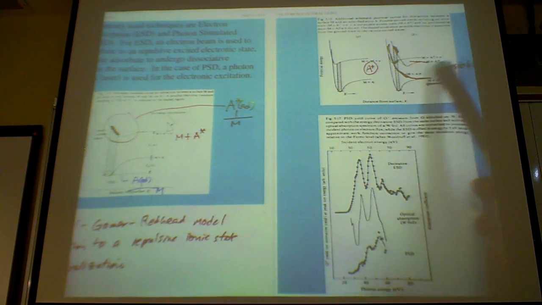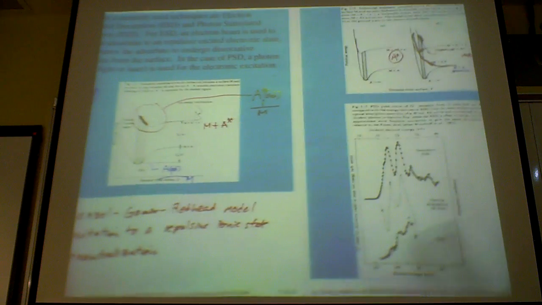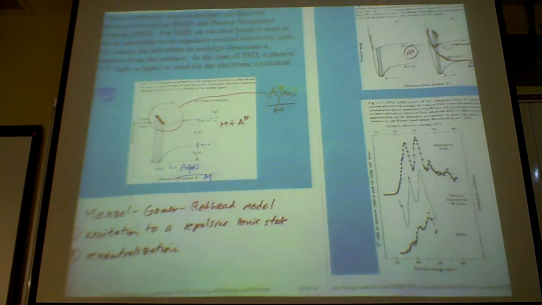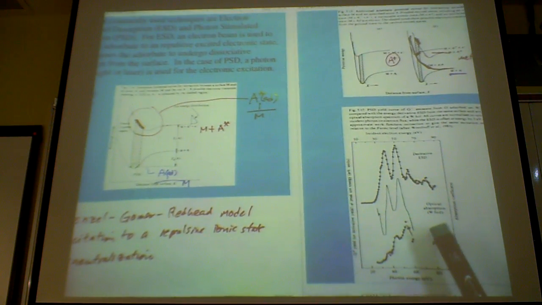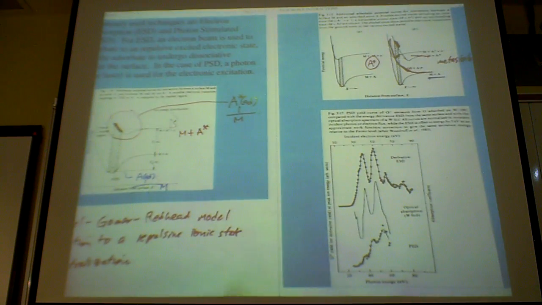M here is my surface, A is my absorbate. A as A star, and A star is the excited absorbate, and you can somehow pick that up. So it's the same concept. You have excitation followed by neutralization if you have an ionic state. If not, you just detect it normally by mass spec.